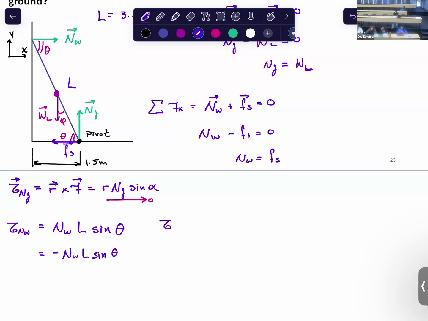Now we need the torque of the weight, due to the weight of the ladder. And that's going to be... Okay, we need something for R. R is just a generalized distance. This is a symmetric ladder, so how long is R?